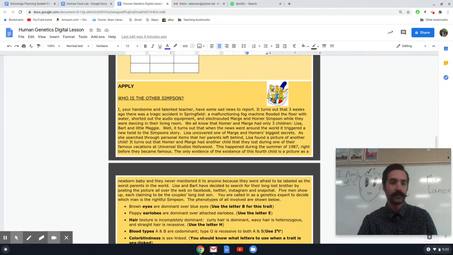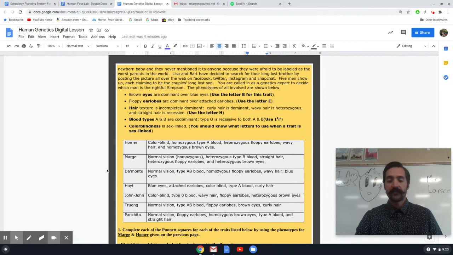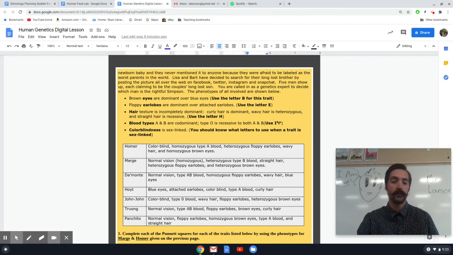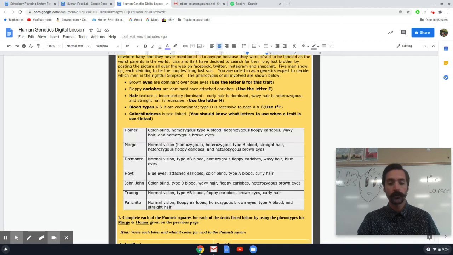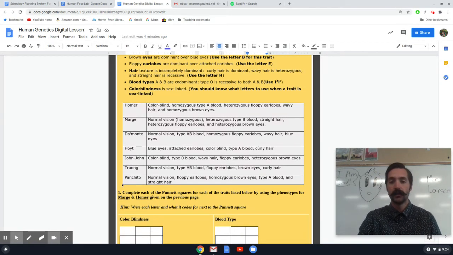And last but not least, there is an apply section. This one may seem a little daunting, but just take it step by step, and we can work through it. You're going to read through this paragraph, explaining that there is another Simpson out there. There are these 5 options, possibilities of being a Simpson. We're going to work through the different possible traits that the children could have, and look at their characteristics and see if it actually applies.